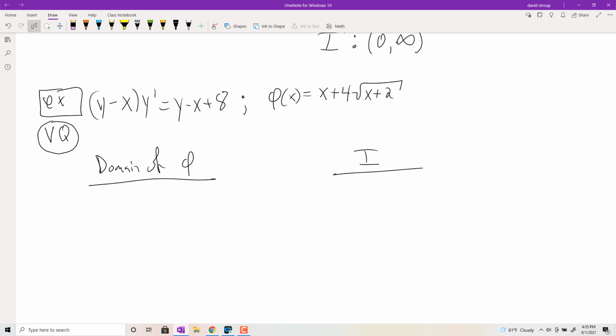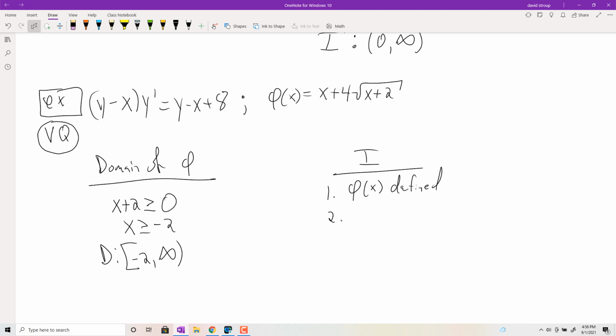So here I have a square root. I need to make sure the stuff inside the square root, namely x plus 2, is greater than or equal to 0. So I need x to be greater than or equal to -2. So the domain is going to be square bracket -2 to infinity. Okay. For the interval of definition, again, you need two things.